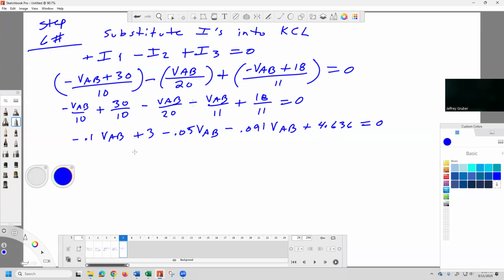And then you have, if you combined all your VABs, again, this problem is very simple because there's only one variable. I think next week I'll show you an example of a DC nodal before we do AC nodal. I'll show you an example of one with two nodes where you have a system of equations. Why do you have 4.636? That's 18 divided by 11.